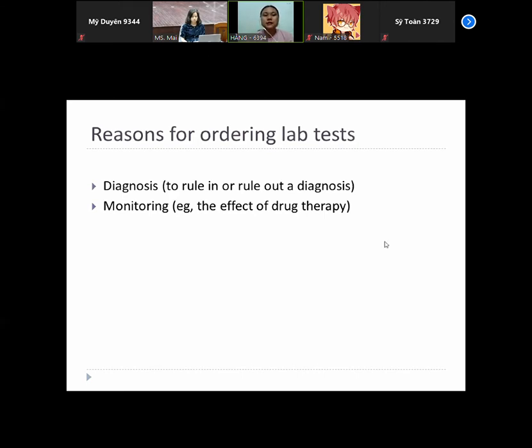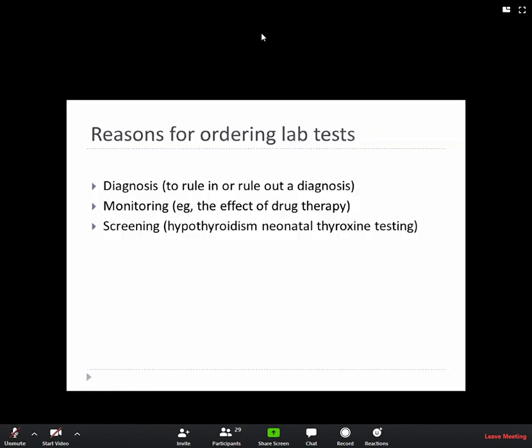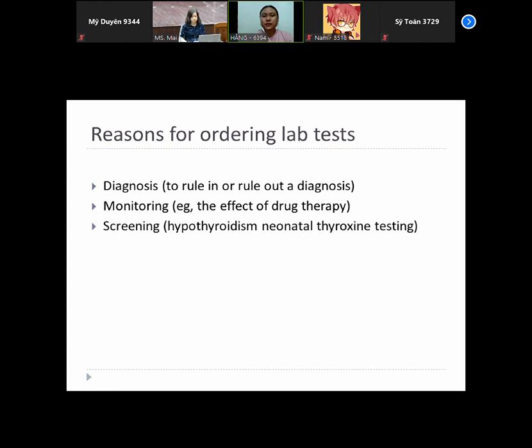The third is screening. Screening is a strategy conducted in a population to determine the presence of an undiagnosed disease in individuals without signs or symptoms, thus allowing for early intervention and management in the hope of reducing mortality and morbidity. And finally, research.